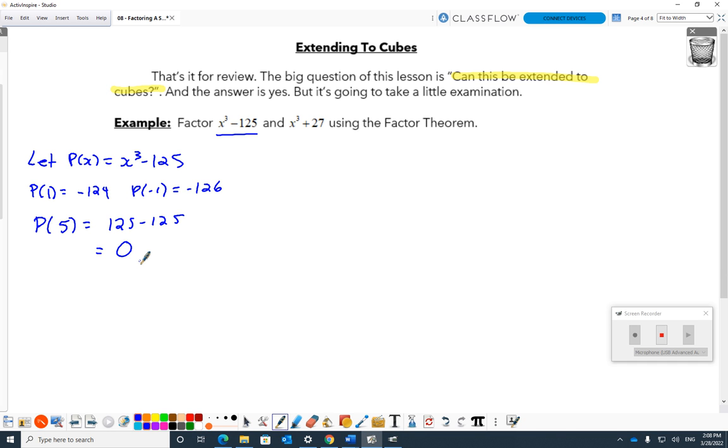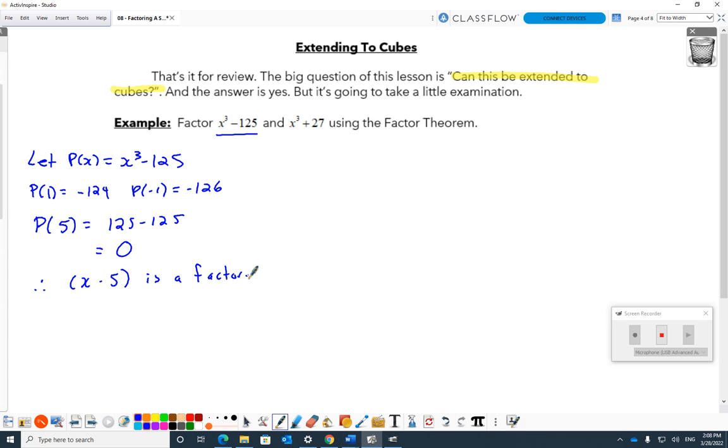Because p at 5 was 0, I then know, therefore, x minus 5 is a factor. I found a factor of this thing. And yes, the 5 was the cube root of 125, which is on the way to leading to our shortcut. I'm doing all this so that maybe we can do this with a shortcut.